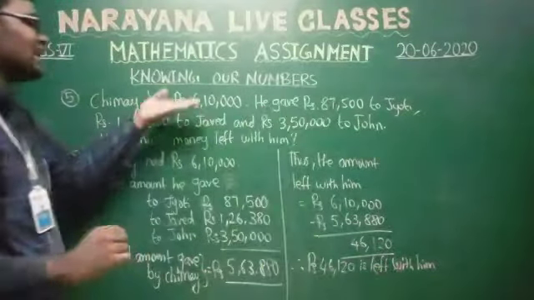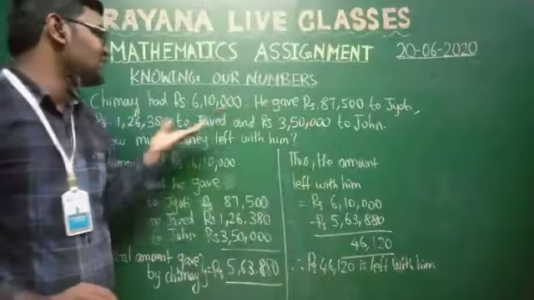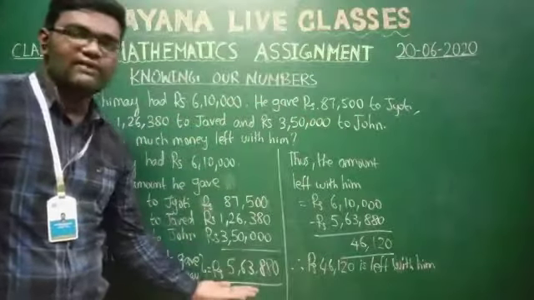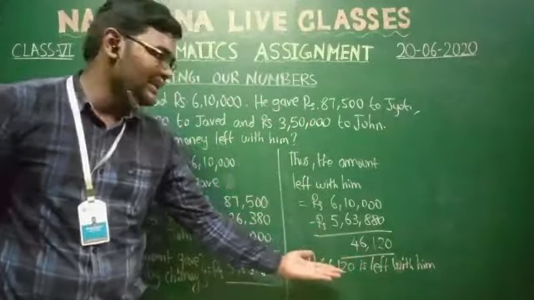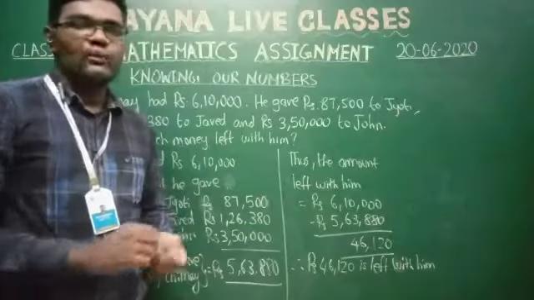Actually he is having 6,10,000. After he gave this much amount to three members, we found the total amount and subtracted it from the actual amount. So we are getting the remaining amount as 46,120 left with him.